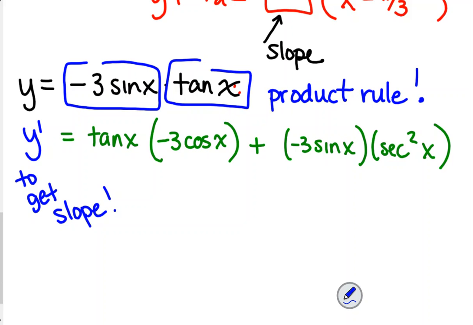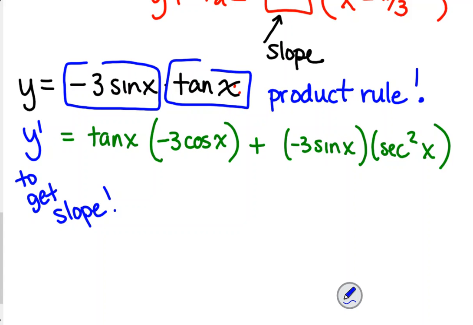Okay. If you see me using these parentheses, it's because you want to be really careful. You are multiplying these two pieces. And when you take a tangent times a negative 3 cosine, if you don't have the grouping symbols, you may start to look at this as a subtraction problem and not this times this.